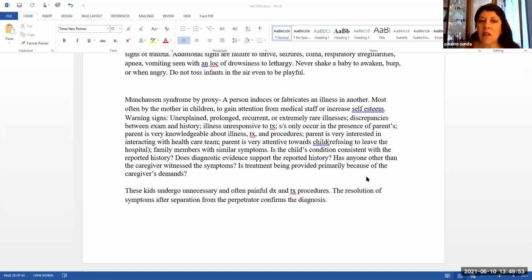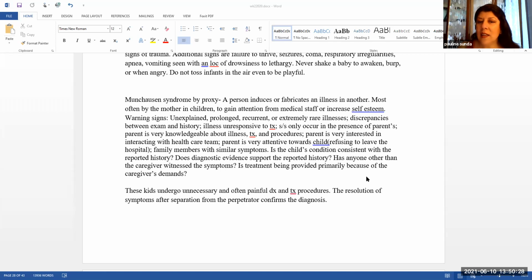The warning signs are the child will experience unexplained, prolonged, recurrent, or extremely rare illnesses. There's discrepancies between the exam and the history. The illness is unresponsive to treatment. The signs and symptoms only occur in the presence of the parent. The parent tends to be very knowledgeable about illness, treatments, and procedures. The parent is very interested in interacting with the healthcare team. They are very attentive towards the child, so often they won't leave the hospital. They might even have family members with similar symptoms.